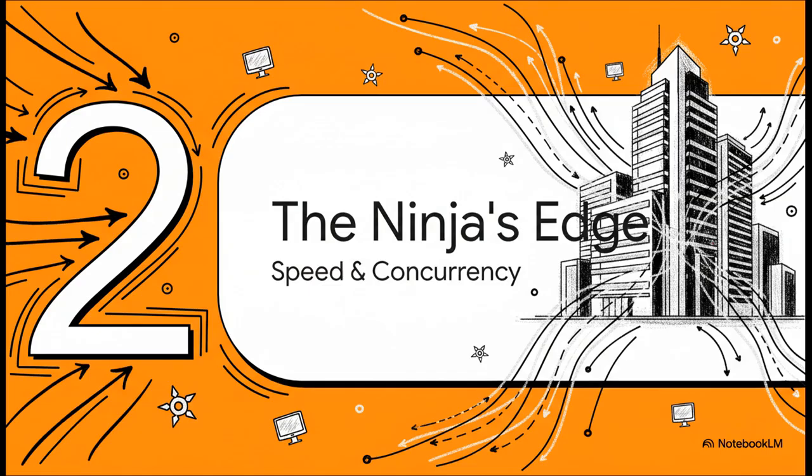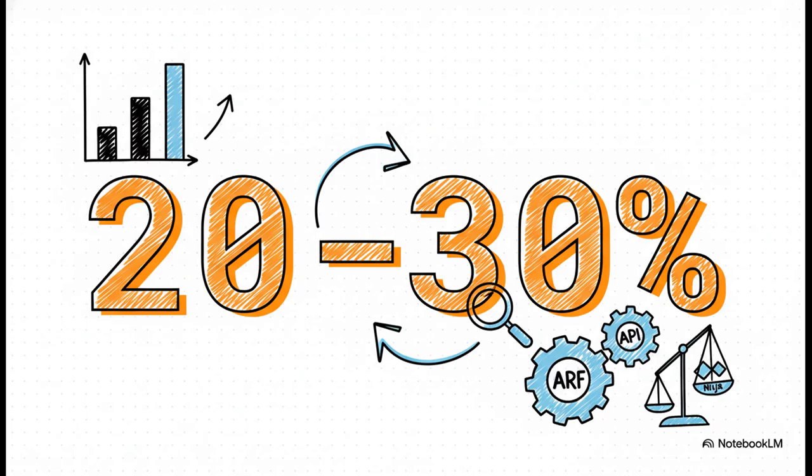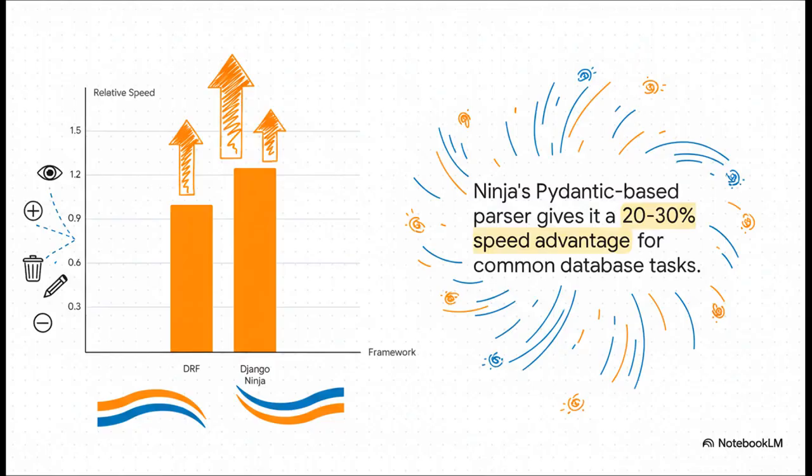So let's look at the real-world benefits you get from Ninja's modern setup, focusing on pure speed and, maybe more importantly, how it handles a ton of users all at once. 20 to 30%. That's a pretty big number, right? But what does a 20 to 30% speed advantage actually mean when you're building an application? Well, this chart lays it all out. That number represents how much faster you can expect your basic database operations to be. The everyday stuff, creating, reading, updating, and deleting things. Because Ninja has so much less overhead, it's just consistently faster at these core tasks than DRF.